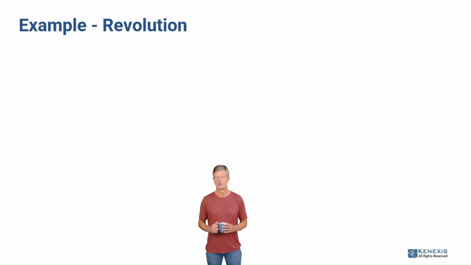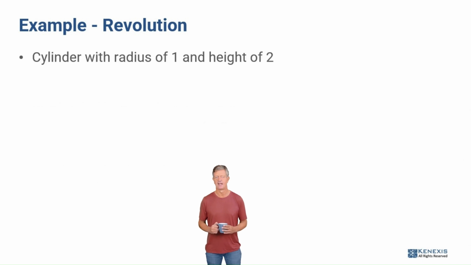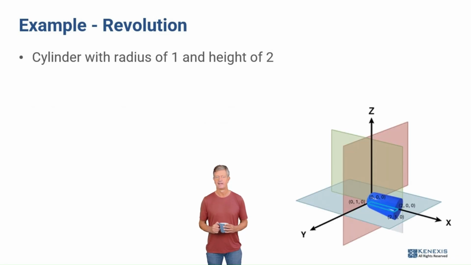For example, to create a cylinder with a radius of 1 and a height of 2 centered on the x-axis, we can start by specifying the coordinates of the starting rectangle. In this case, the coordinates would be 4 points, with the first point being 0, 0, 0, the second point being 0, 1, 0, the third point being 2, 1, 0, and the fourth point being 2, 0, 0. Again, we use 3D coordinates, so we can place this 2D surface anywhere in 3D space.